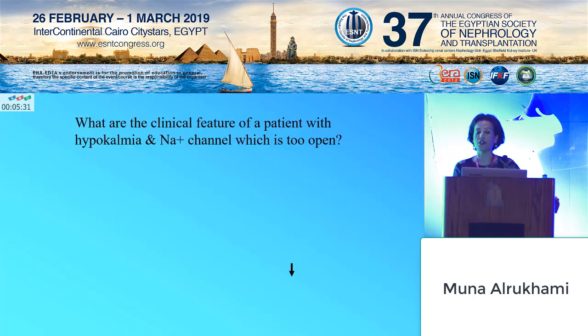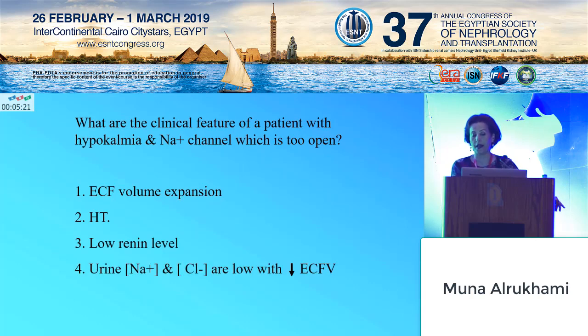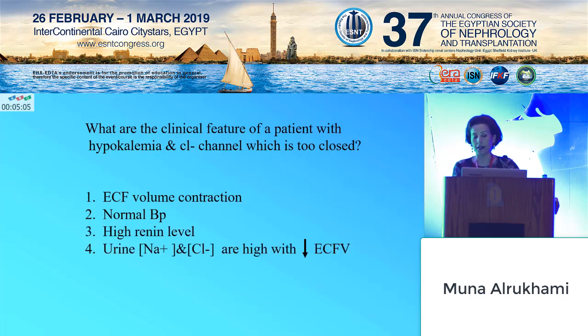What are the clinical features of a patient with hypokalemia and a sodium channel that is too open? They will have extracellular volume expansion, they will be hypertensive, they will have low renin, and they are able to concentrate and pass salt-free urine with extracellular volume depletion. What are the clinical features of a patient with hypokalemia and a chloride channel that is too closed? They will have volume contraction, normal blood pressure, high renin level, and the urine sodium and chloride will remain high even if they have extracellular volume depletion.